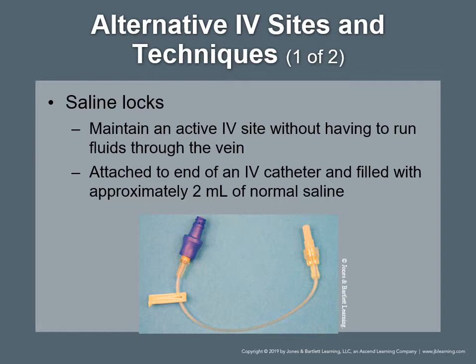A saline lock is attached to the end of an IV catheter and filled with approximately 2 milliliters of normal saline. The saline remains in the port without entering the vein, preventing clotting. This is a sealed access site. It's also known as intermittent sites. It eliminates the need to reestablish an IV line each time a patient needs medication or fluid.